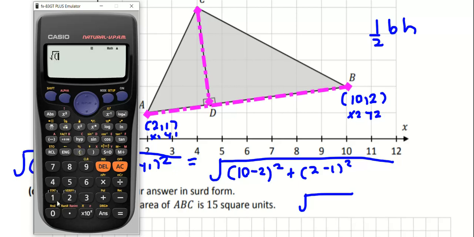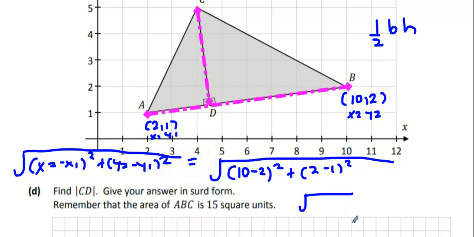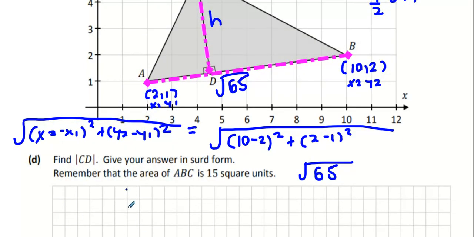We get 10 take away 2 squared plus 2 take away 1 squared, and we get root 65. Okay, so that is root 65. So a half root 65 multiplied by this height for CD equals 15. So we can say it's a half root 65 multiplied by H or CD equals 15.